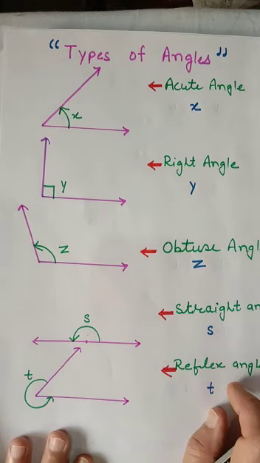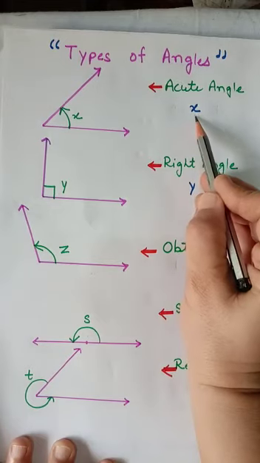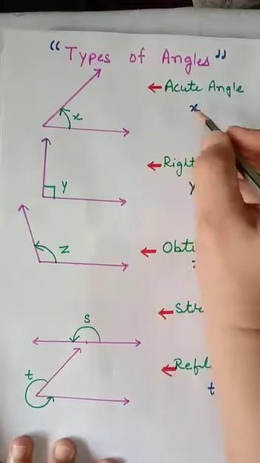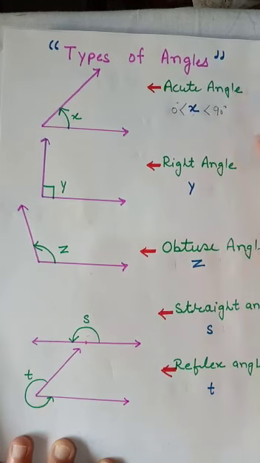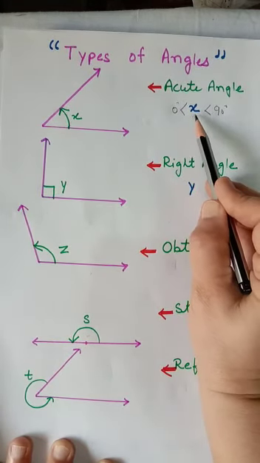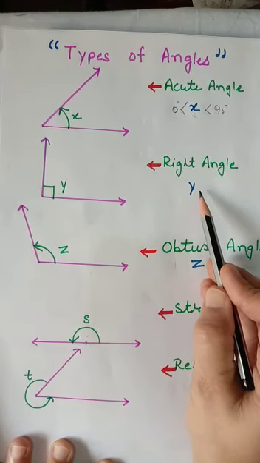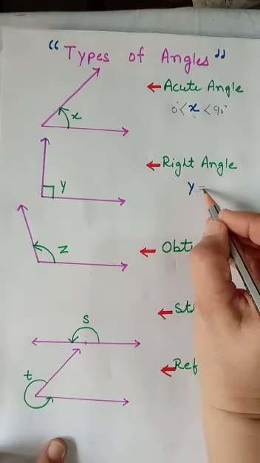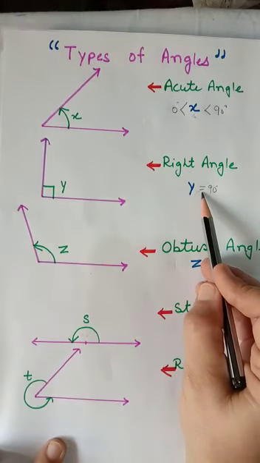First is acute angle. An angle whose measure is between 0 and 90 degrees, means it is greater than 0 degrees but less than 90 degrees. Here x is lying between 0 to 90. That's why this angle is known as an acute angle. Next is your right angle. An angle whose measure is exactly equal to 90 degrees is known as a right angle. Here angle y is equal to a right angle.